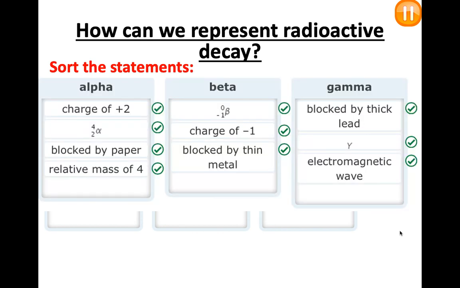Okay, so the answers. Alpha has a charge of +2, symbol, and it's blocked by paper. Its relative mass is 4. Whereas beta, the symbol, has a charge of -1, it's blocked by thin metal. Gamma is blocked by thick lead, a symbol, and then it's an electromagnetic wave. Pause the video to mark your work.